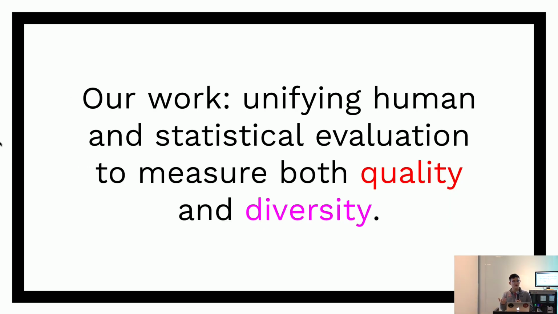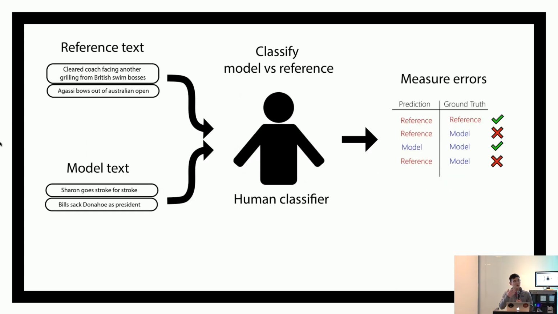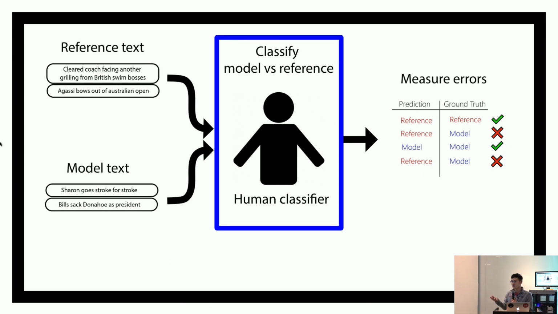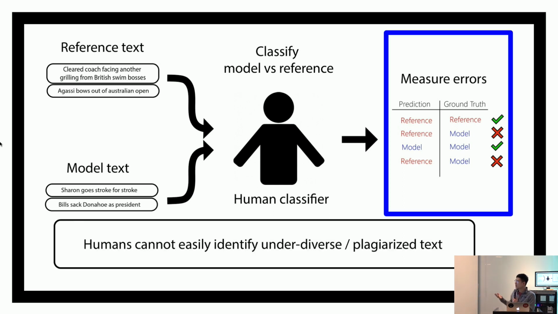Our proposal to fix this is to unify both human and statistical evaluation into a single statistically principled metric. We do this by building off of the human judgment framework, which is standard. We first take reference sentences from the test set as well as model-generated utterances and mix them together. We then ask a judge to say whether something is machine or human-generated, exactly as we did in the example. And then we measure the quality of the model by measuring the errors of the judge.